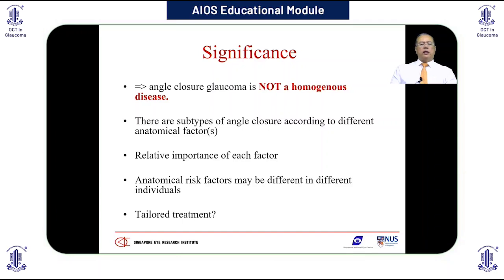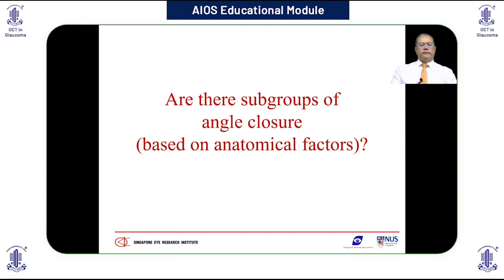All these studies indicate that angle closure glaucoma is not a homogeneous disease. In some patients, some factors are more important than others. For example, there could be a thick iris. In others, it could be due to a small anterior chamber. And in others, it could be a large lens vault. Thus, you need to look at angle closure in your patient and decide which is the most important anatomical factor.